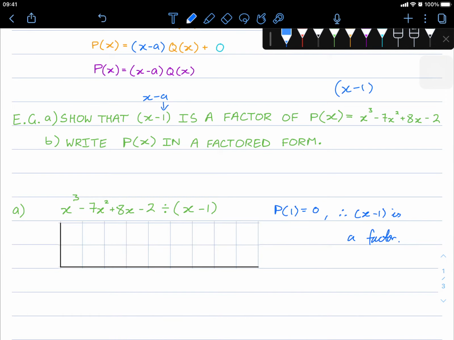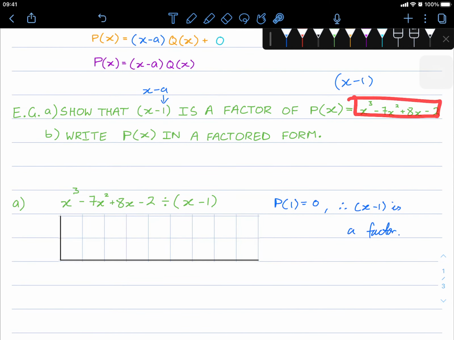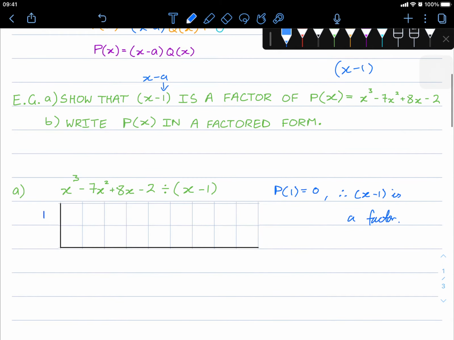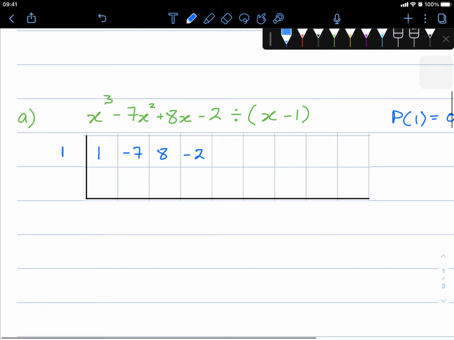But for part B, if we want to factorize this expression, we can now use the factor to divide this expression. So we know what the value of a is. I'm going to be doing a synthetic long division. Taking now the coefficients, 1, negative 7, 8, negative 2. And remember the procedure for synthetic long division: ignoring the first, multiplying, adding together, multiplying, adding together.